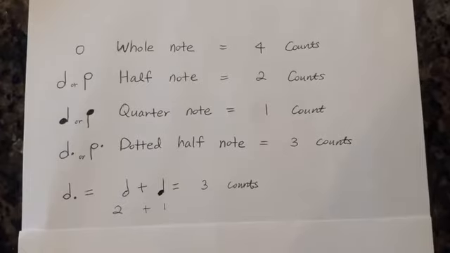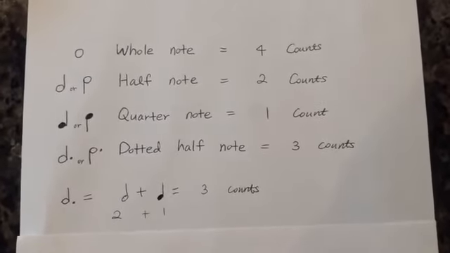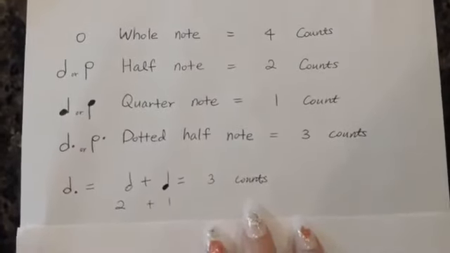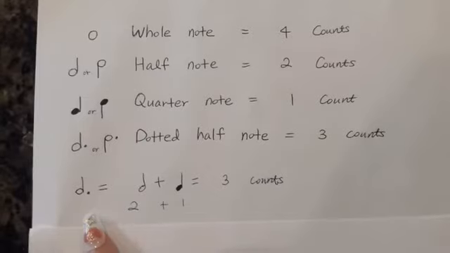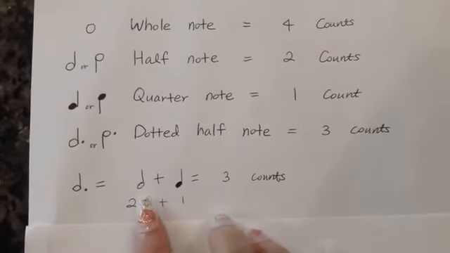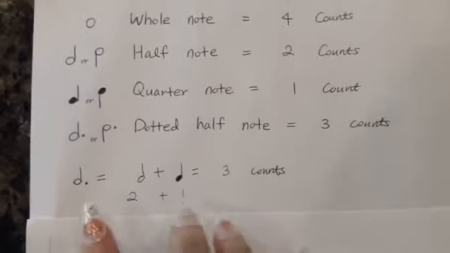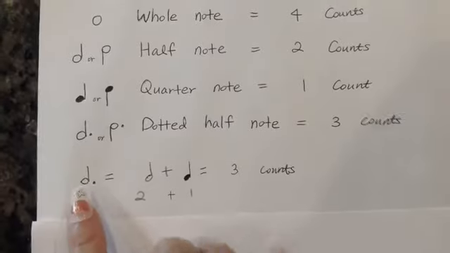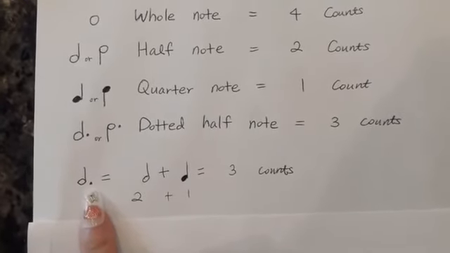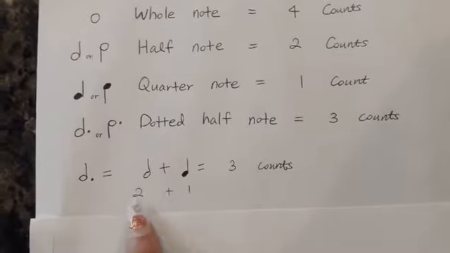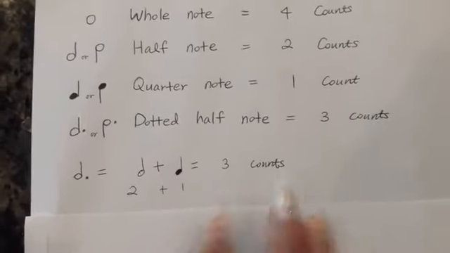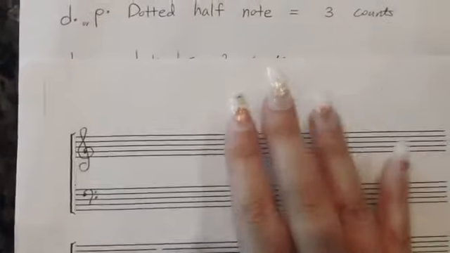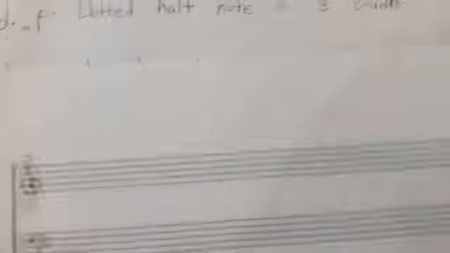Eleventh class, counting. Last time we talked about whole note, half note, quarter note, and dotted half notes. To talk more about dotted half note, it is half note plus quarter note, because this dot represents half of this value, which is half note, 2 counts. Half of half note value will be quarter note. So 2 plus 1 equals 3. So dotted half notes will have 3 counts. Now let's see how we can draw the notes.